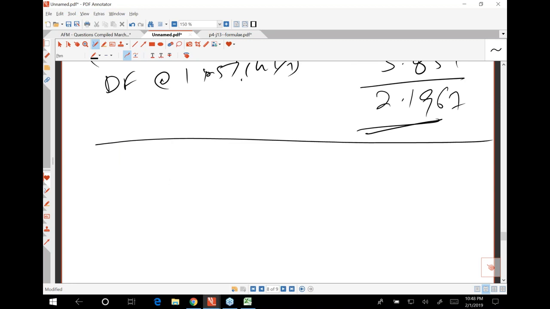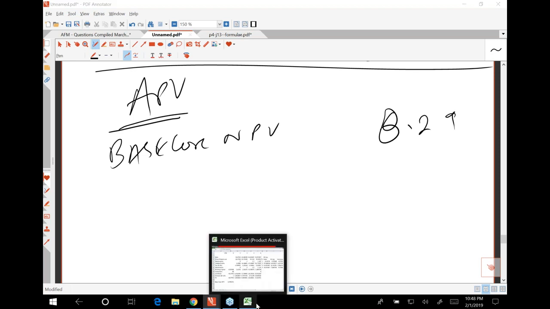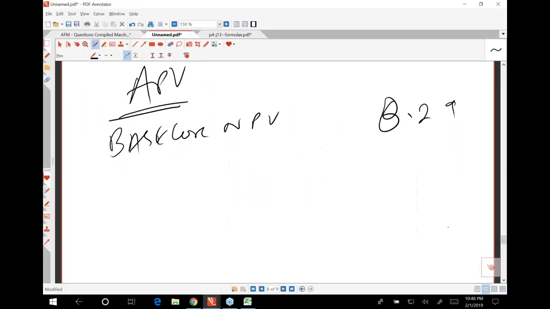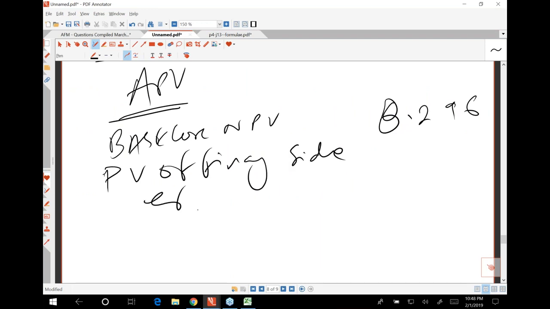Now, if we talk about the APV calculation for this scenario, the APV is going to be the base case NPV, which is 8.296. The base case NPV is 8.296 million. That's what the base case NPV is. And then you add the present value of financing side effects.